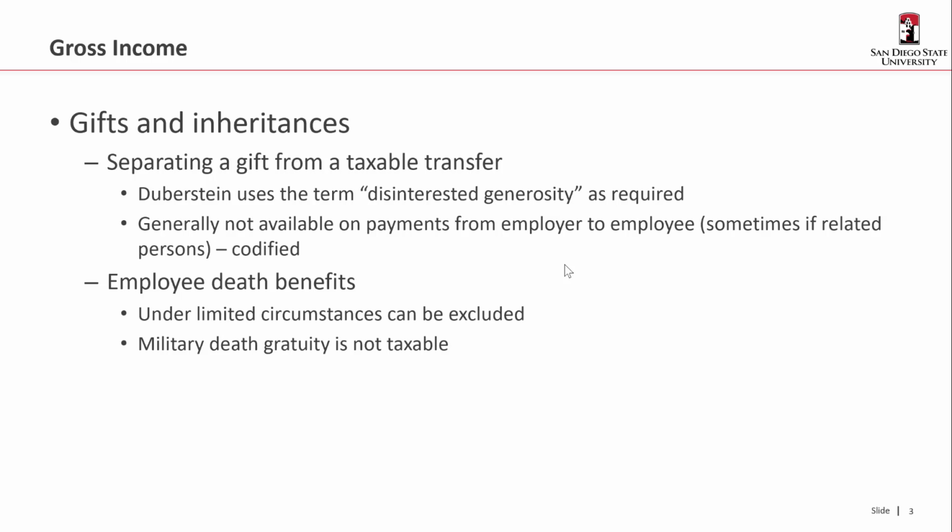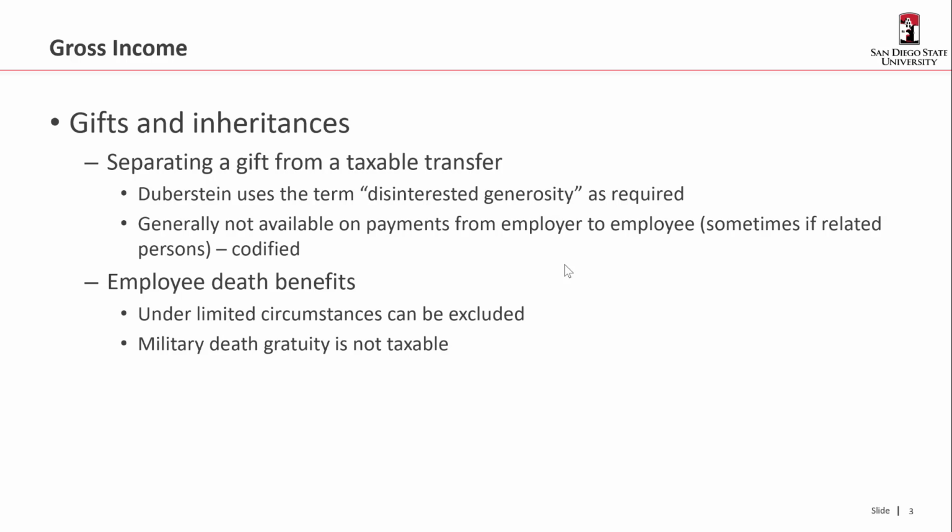Gross income, gifts and inheritances. Gifts are generally excluded from gross income. So what you end up with is a battle of, oh, it's a gift, let's not treat that as taxable. But you've got to be able to separate a gift from a taxable transfer. There's a court case named Duberstein. The Supreme Court used the term disinterested generosity as something that's required to be a gift. That's generally not available on payments from an employer to an employee.